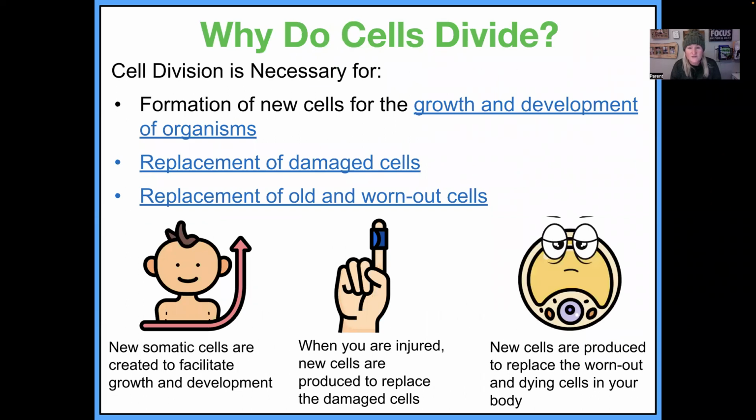Why do cells divide? Cell division is necessary for formation of new cells for the growth and development of organisms, replacement of damaged cells, like I mentioned, and replacement of old and worn out cells. You will notice your skin is the largest organ of your body, and it sloughs dead cells, constantly replacing those cells, as an example. New somatic cells are created to facilitate growth and development. When you are injured, new cells are produced to replace the damaged cells, and new cells are produced to replace the worn out and dying cells in your body.